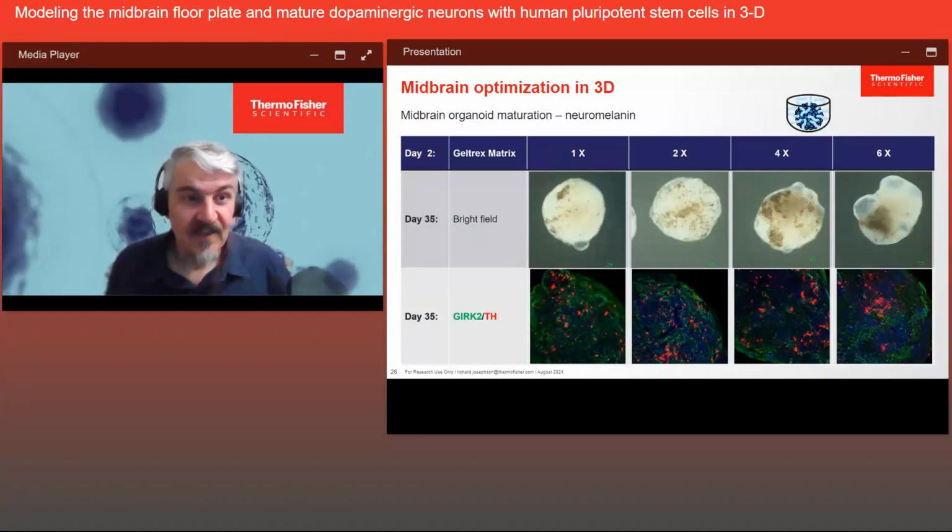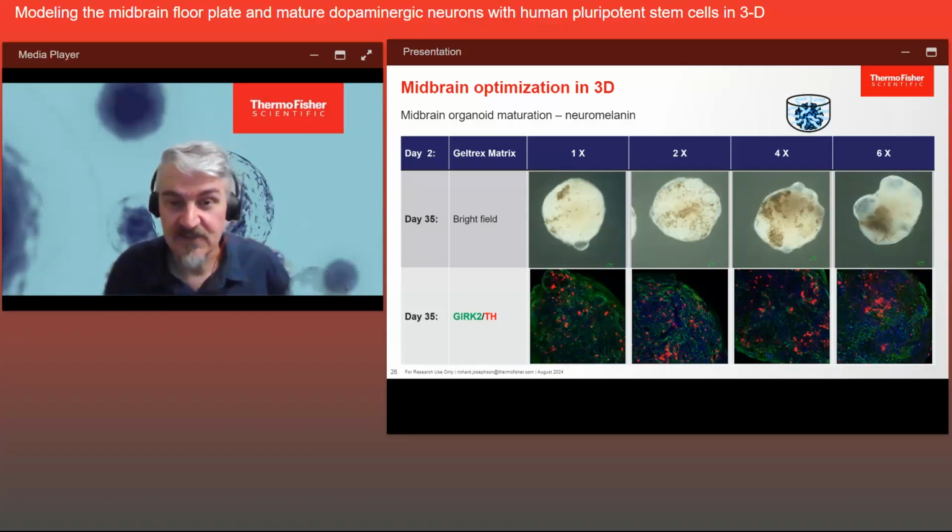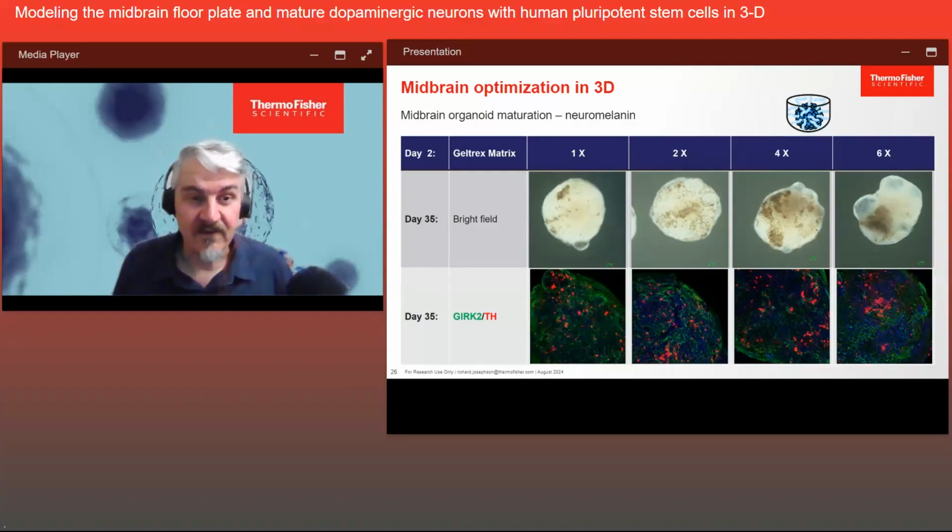In addition, we found that this optimization is not changing the regional specification of the organoids. So at the bottom here, we have higher resolution images showing that the TH positive neurons marked in red are co-localized with the GIRK2 staining in green. GIRK2 is a potassium channel that is a marker of the A9 population of dopaminergic neurons, the same population which is lost in Parkinson's disease.